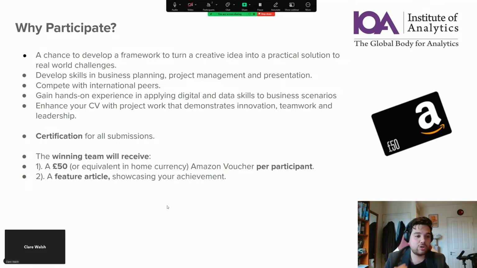You'll learn to understand questioning and prepare for questioning in a specific context, as well as learning to storytell using data to really convey the point and the solution you are providing. This is a competition, and you'll have the opportunity to compete internationally, an opportunity you don't get very often, especially within your student days. And you'll also obviously gain hands-on experience with applying digital theory and tools to business scenarios.